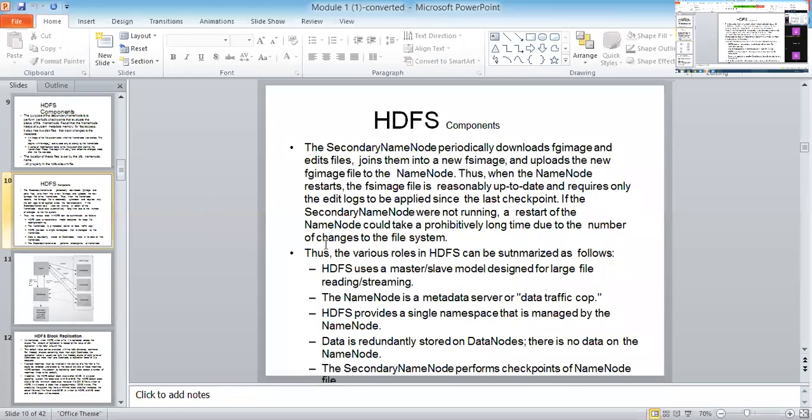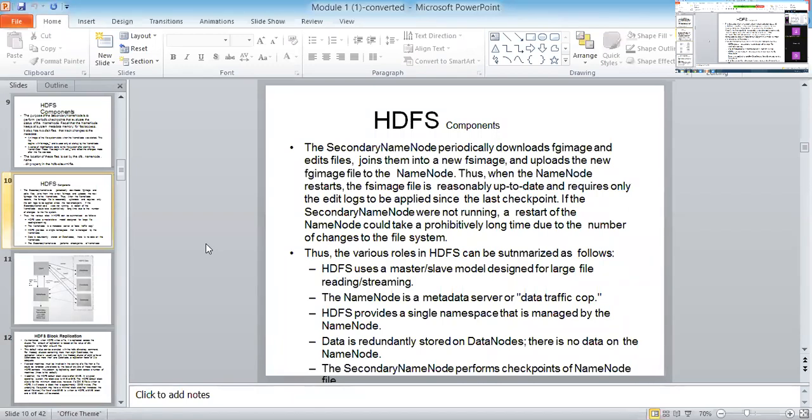Okay. So what are the basic features of HDFS? HDFS uses a master slave model, which you already know. That is nothing but it is going to have a name node and a data node. Okay. HDFS provides a single namespace. Okay. And it is going to help with data redundancy. What is the meaning of data redundancy? It is nothing but multiple copies of the data. Okay. And the secondary node's work is to perform checkpoints.